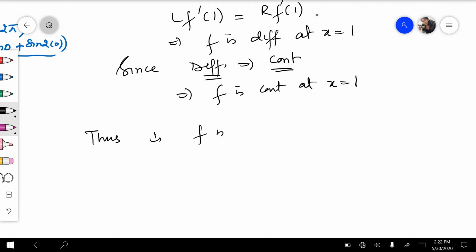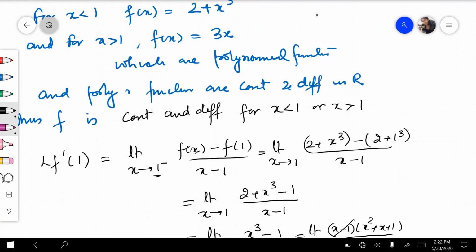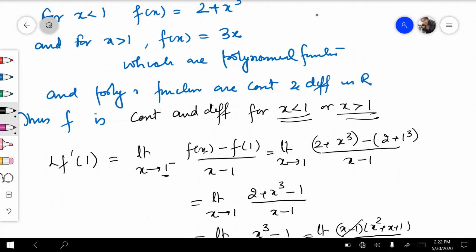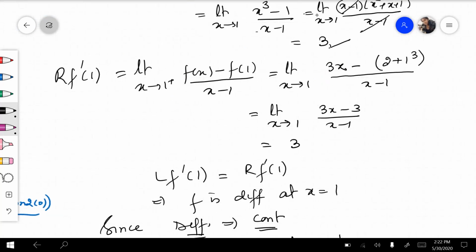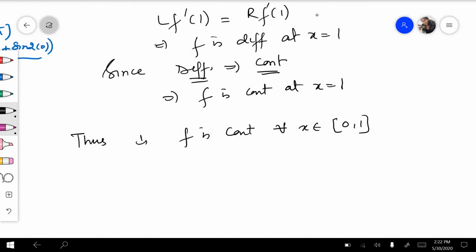Thus, first, f is continuous for every x belongs to closed interval 0 1, क्योंकि हमने अभी डिफाइन किया था कि ये कंटिन्यूअस एज वेल एज डिफरेंशिएबल फॉर x लेस देन 1 और x ग्रेटर देन 1, तो इसलिए 1 पे भी कंटिन्यूअस बताया, तो ये पूरे गिवन इंटरवल पे कंटिन्यूअस हो जाएगा. Second, f is differentiable for every x belongs to open interval 0 1.